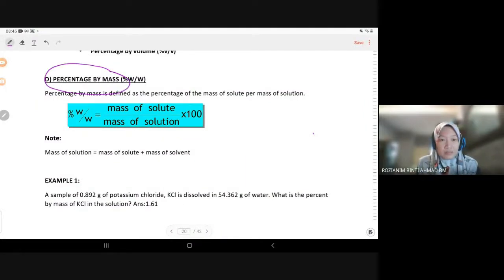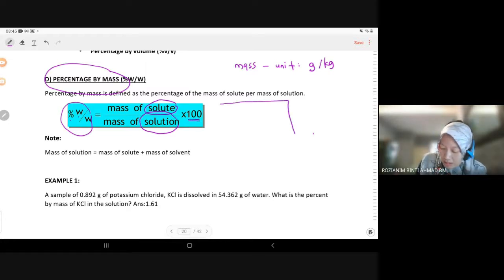Daripada term, our measurement is, the term is mass. So, bila mass, term dia, semestinya our unit either gram, kilogram and so on lah. Okay, itu adalah basic unit kita. So, the percentage by mass we are labeled by symbol percentage W per W. Kenapa W per W? Weight for weight. Tapi weight for what? Mass untuk solute, okay, over mass of solution times 100. Itu sahaja.